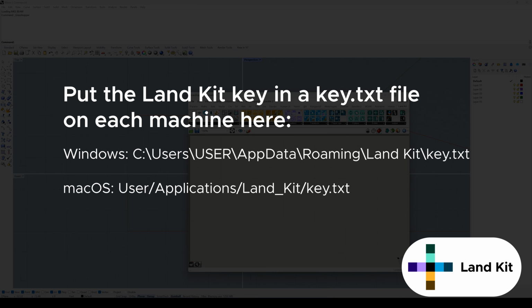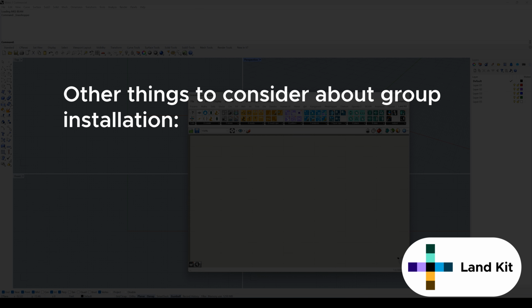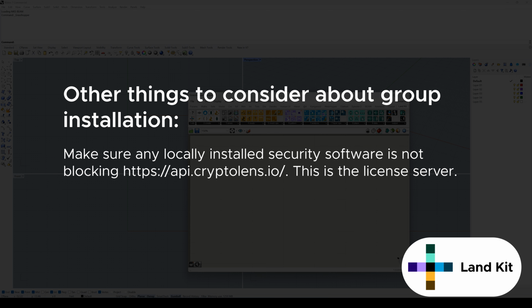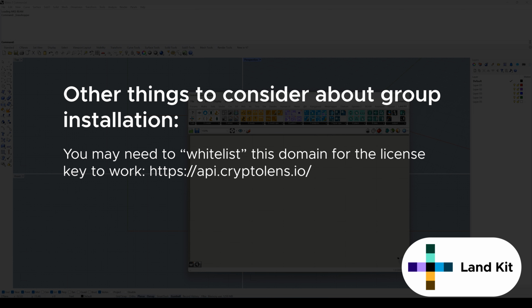Other things to consider about group installation. If installing for remote machines, if you are having issues, you may try changing LandKit to LandKit with no space for the name of the key directory. Make sure any locally installed security software is not blocking CryptoLens. This is the URL. You may need to whitelist this domain for license keys to work.